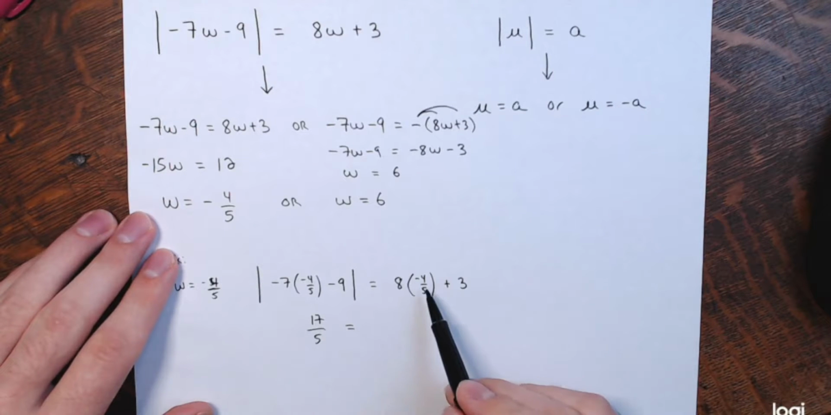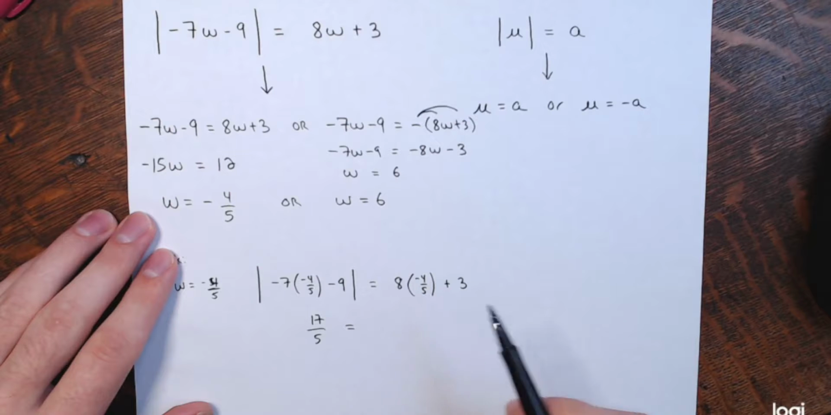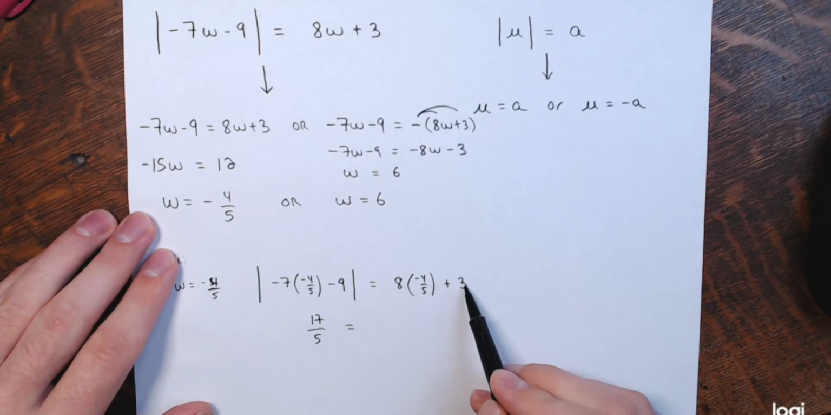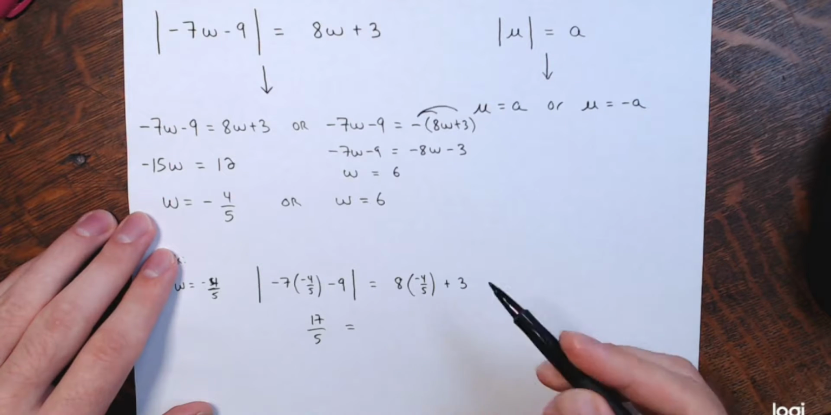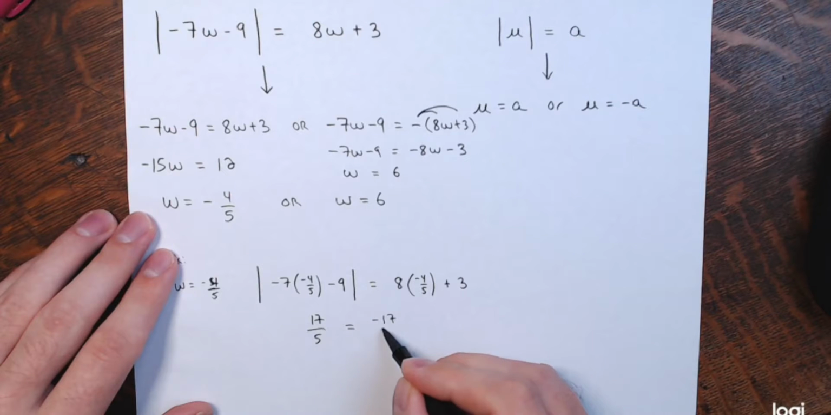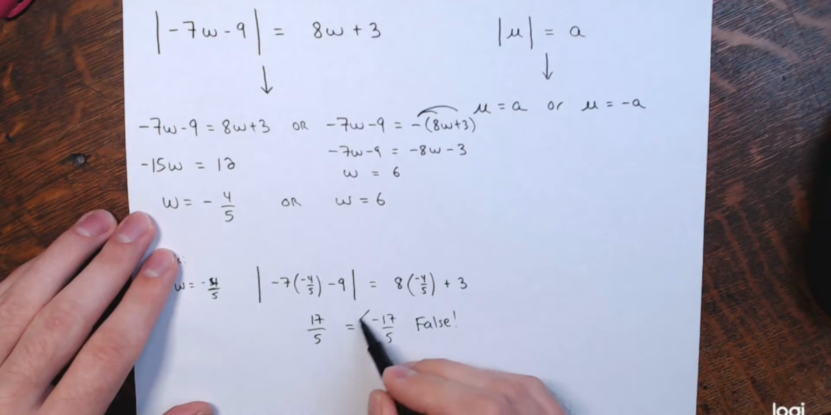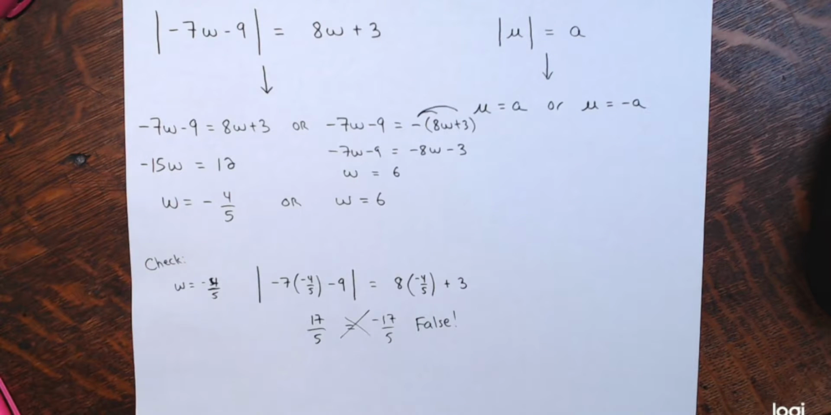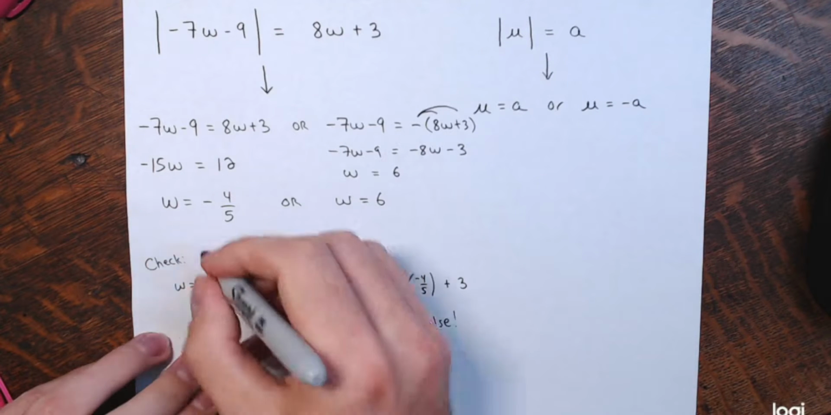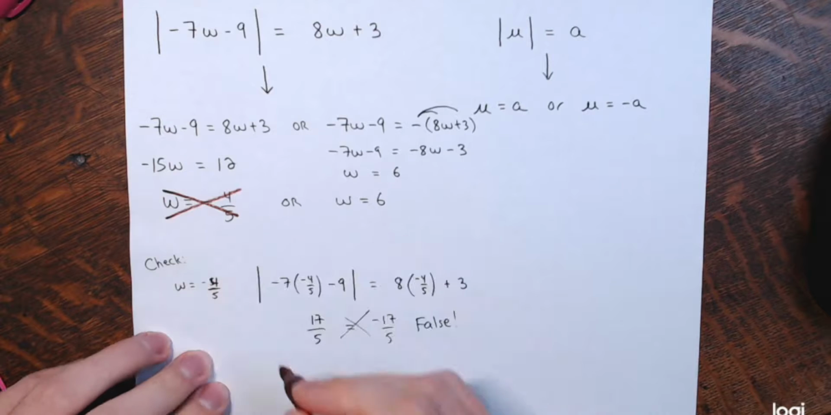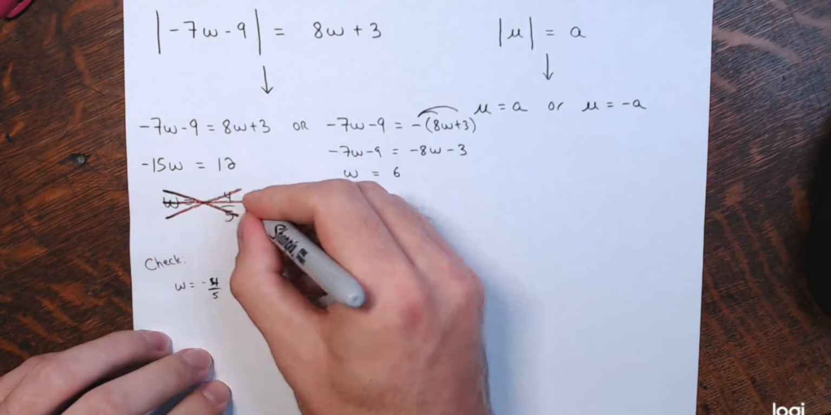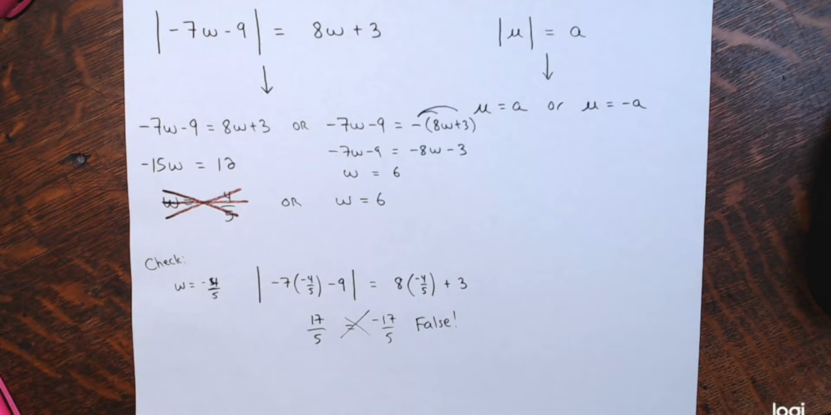On the right side, that's negative 32/5 plus 15/5, which would be negative 17/5. So that's false. The left side's positive, the right side's negative. You can't have a positive and a negative be equal to each other. So negative 4/5 is one of those extraneous solutions. That does not work, so I'm going to cross it out and get rid of it.